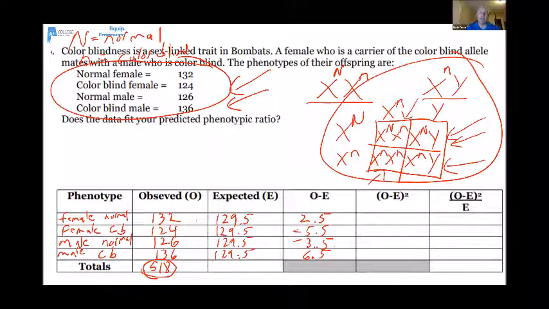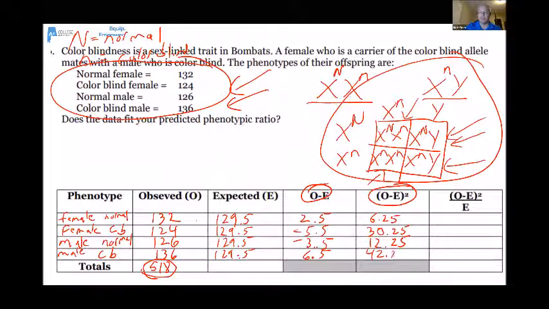All right, so now in the next column, I just do what the header says. I'm going to take this column and square it. So 2.5 squared, this is 6.25. 5.5 squared, and it's negative 5.5 squared, but negative times a negative is a positive. So I get 30.25. 3.5 squared in the next one, negative 3.5 squared to get 12.25. And then finally, 6.5 squared to get 42.25.